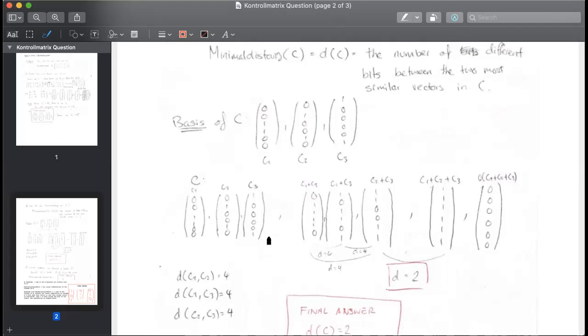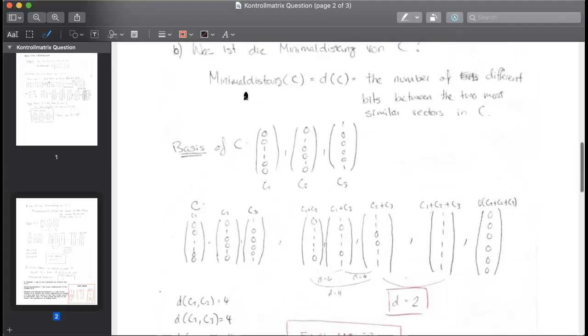Okay, so the idea is the minimal distance: you have to find the two most similar vectors and then figure out what their distance is. So here I found that these two have a difference of 2 because only the 2 middle entries are different. The rest are the same. So the distance here is 2, and that happens to be the minimal distance. Any other pair of vectors will not have a distance lower than 2.